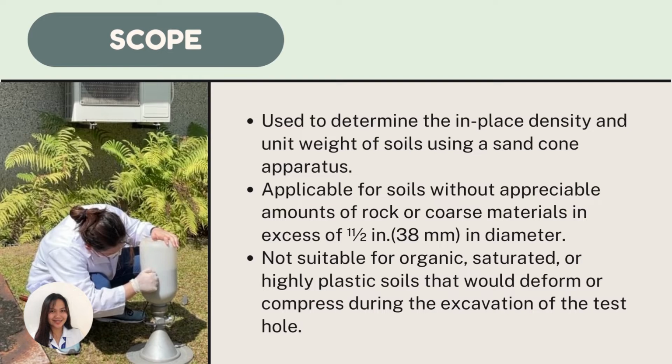Scope. This test method was used to determine the in-place density and unit weight of soils using a sand cone apparatus. This test method is applicable for soils without appreciable amounts of rock or porous materials in excess of 1 1/2 inches or 38 millimeters in diameter. This test method is not suitable for organic, saturated, or highly plastic soils that would deform or compress during the excavation of the test hole.